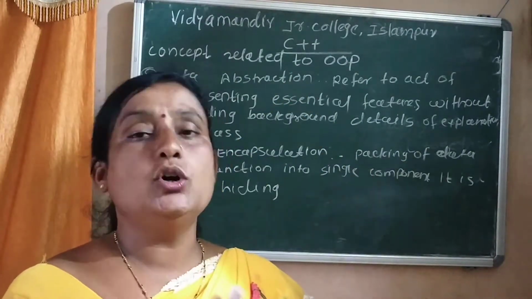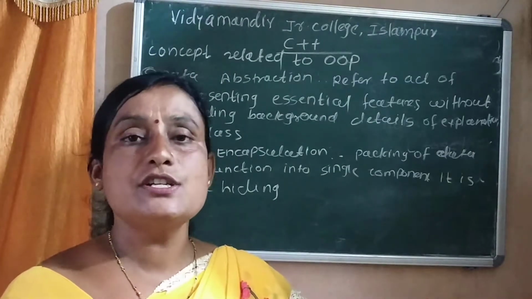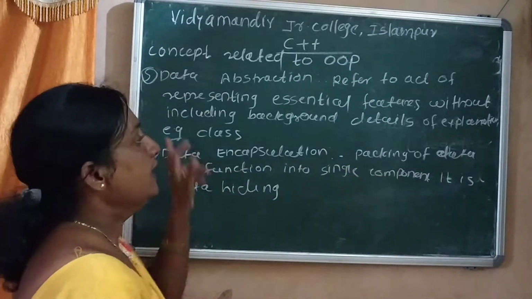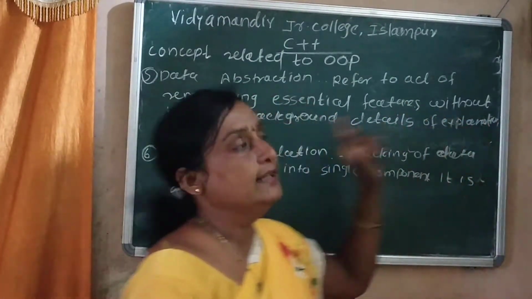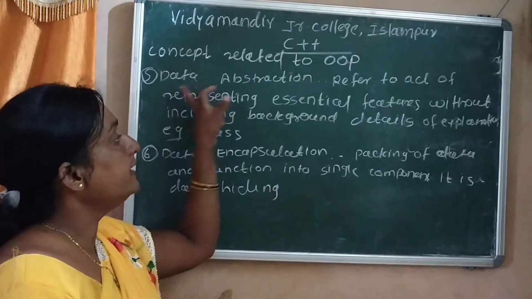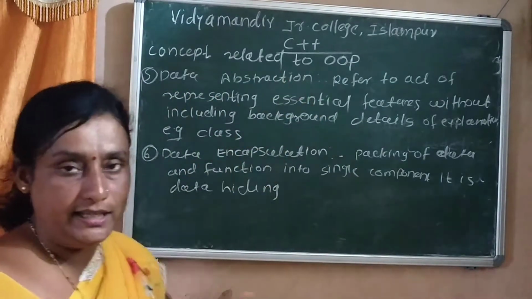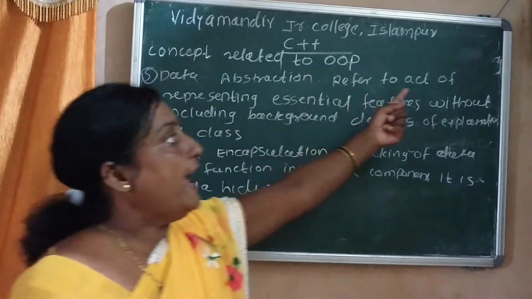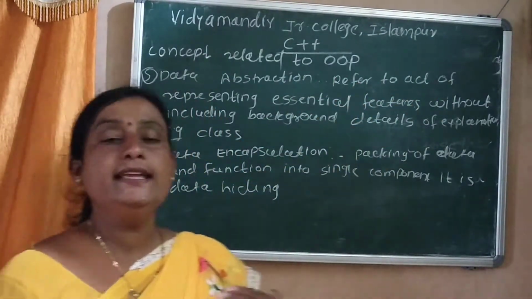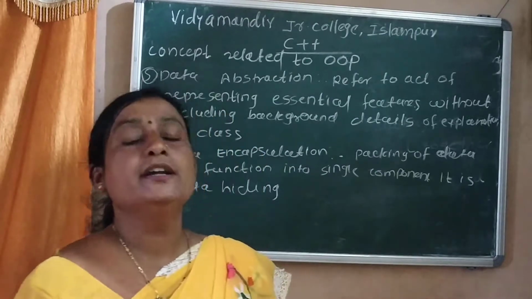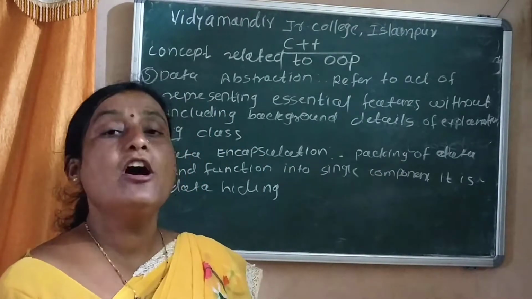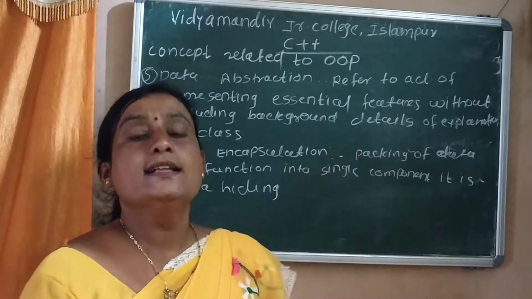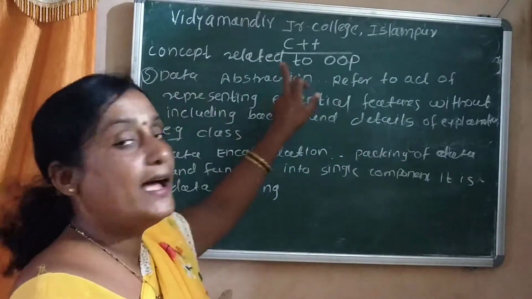If any point or any data or function can be used in a program without explaining its background detail, it is also called data abstraction. That is, data abstraction is the act of representing essential features without explaining background detail. That is called data abstraction.